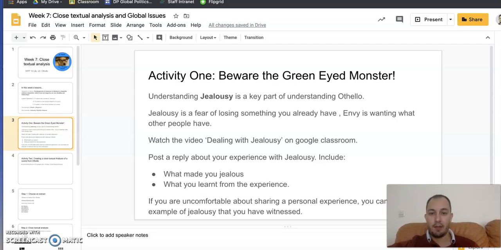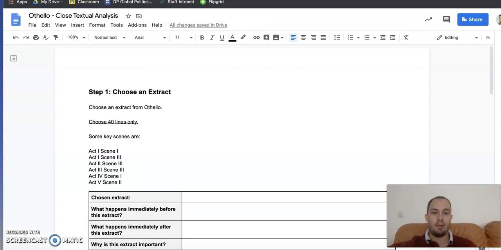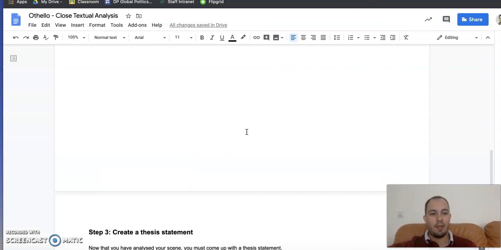So the second thing we're going to do this week is we're going to look at a close textual analysis of a scene from Othello. So all of the work for this is going to be done in the Google Docs Othello close textual analysis, which looks like this. A copy is made for all of you.